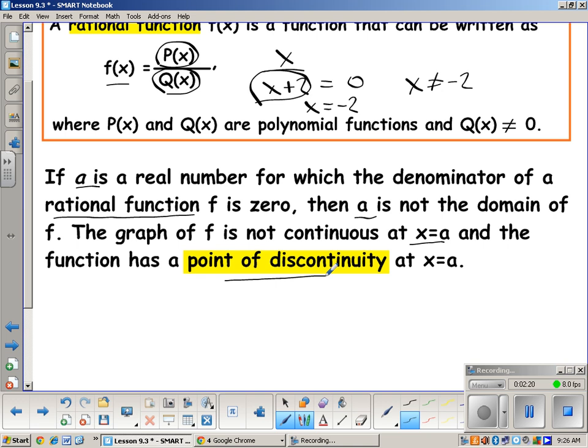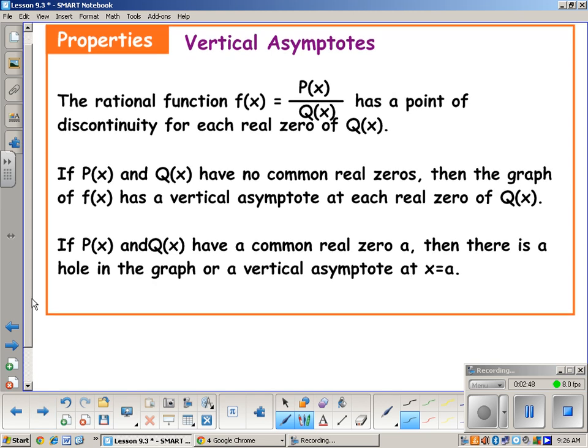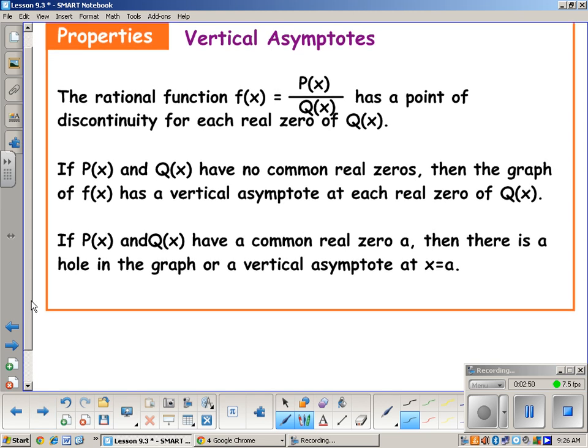Well, we experimented with that in that little project we did. We found holes, right? And we found asymptotes, the two things that occur when we have points of discontinuity. And so in this lesson, we're going to teach you how to look at an equation and know whether it's going to have a hole or an asymptote and what those zeros are, where they occur. That's what we're going to look at. The vertical asymptotes are found in these situations. So I'm going to pause and let you copy this down.